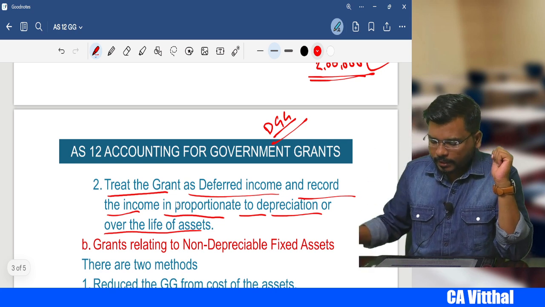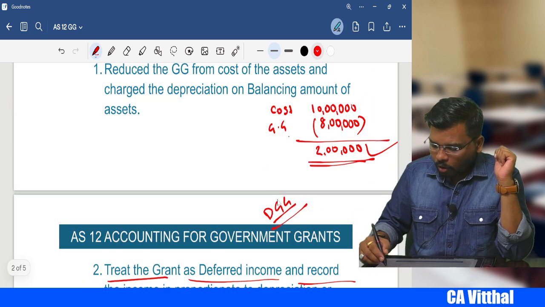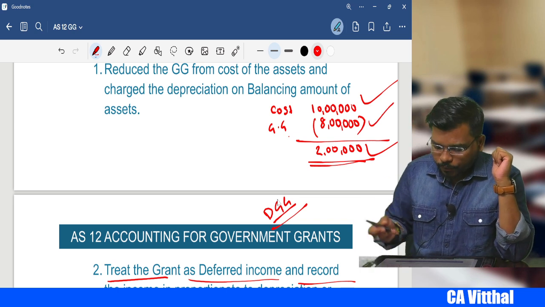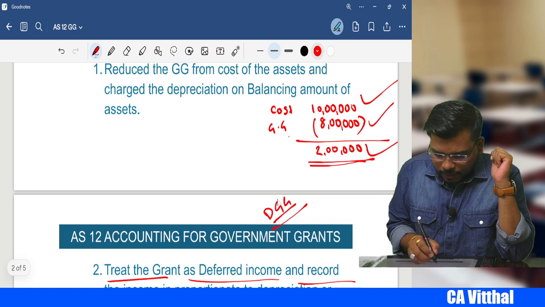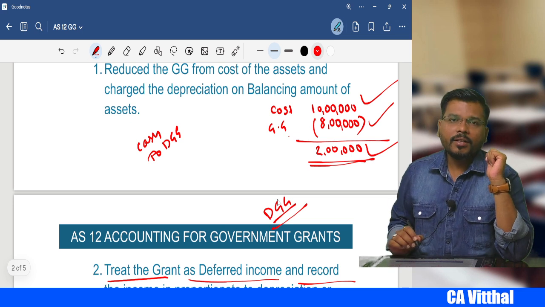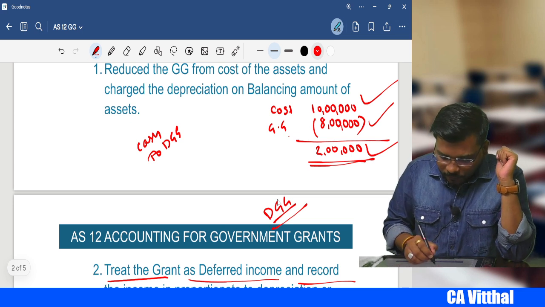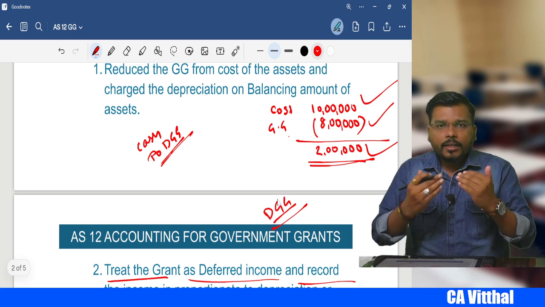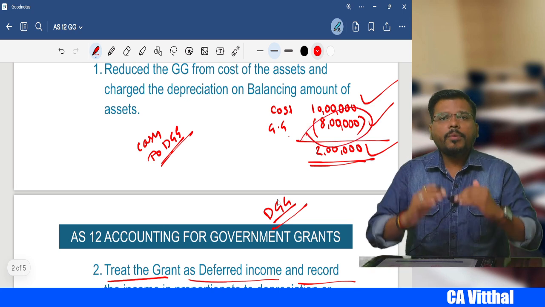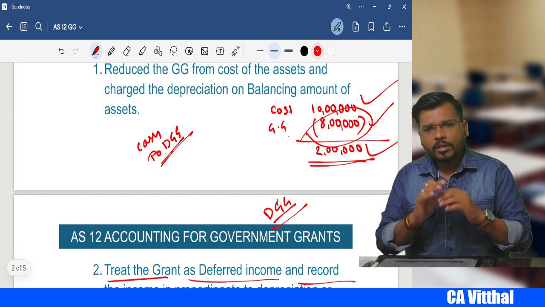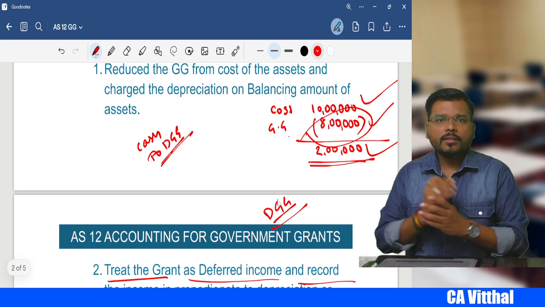What do you mean by that, sir? Suppose in this case the cost of the asset is 10 lakh and the government grant is 8 lakhs. When we receive the government grant, we write the entry: cash account debit to DGG, deferred government grant, right? And thereafter, suppose the life of the asset is 10 years, then we will distribute this 8 lakhs over the period of 10 years or the rate of depreciation, whichever is the more clear evidence, right?